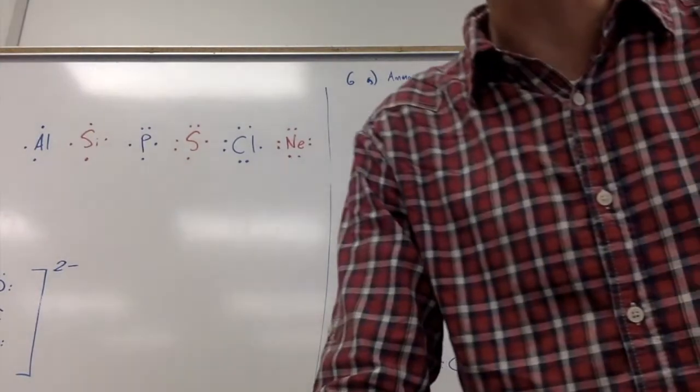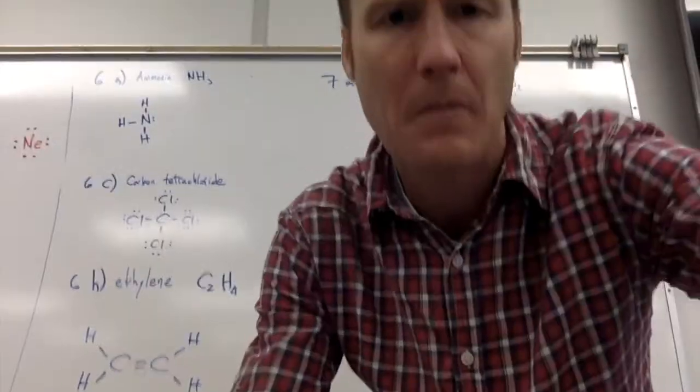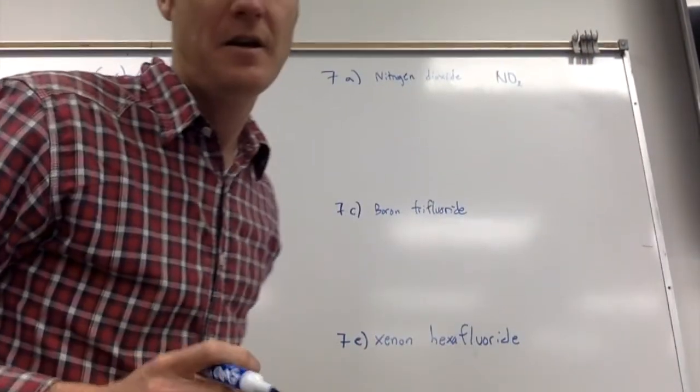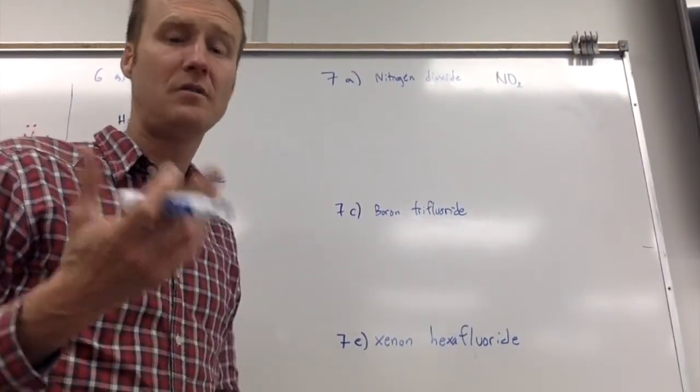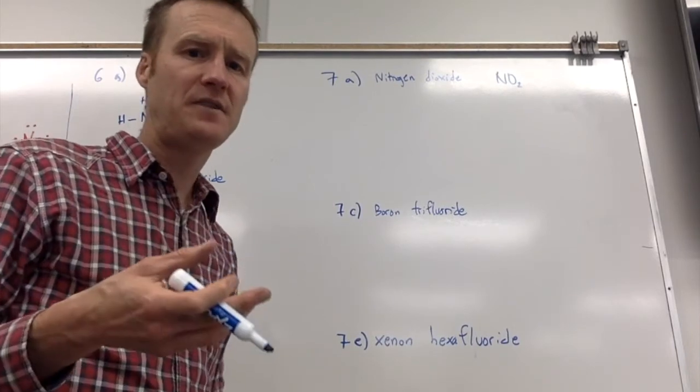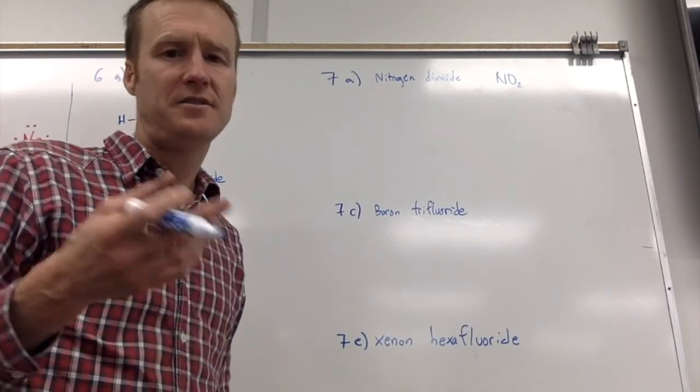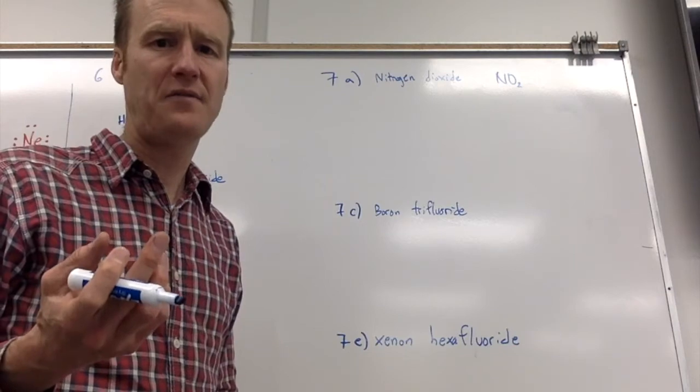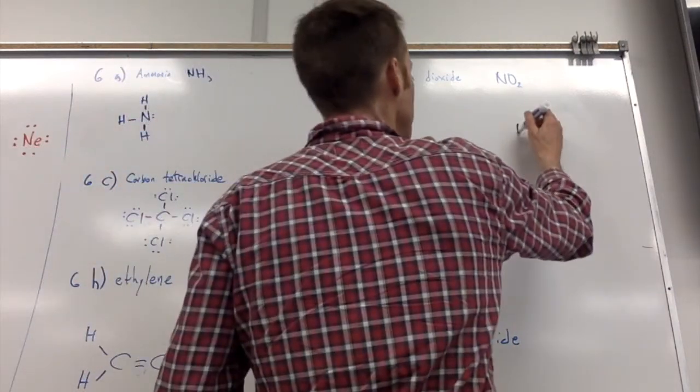We count the number of valence electrons that we have to work with. Well, nitrogen has 5. Each of the oxygens has 6. 6 times 2 is 12. Add 5 is 17. So we've got 17 electrons we can work with.